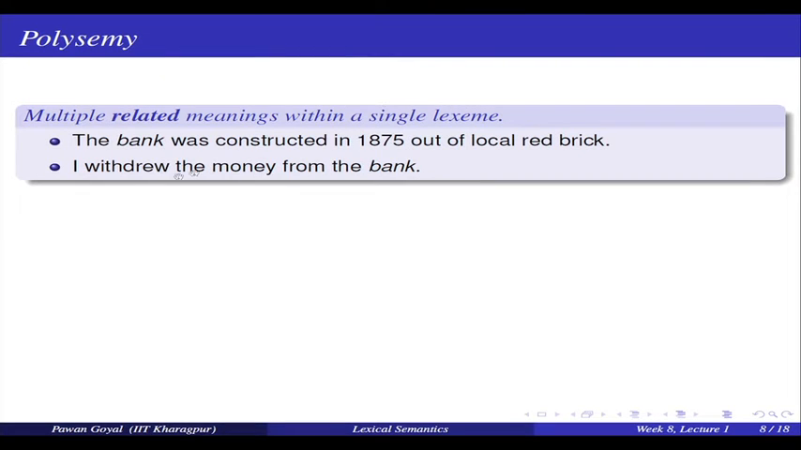So, what is the example? Let us focus on the word bank here in the two sentences. In the first sentence, we see the bank was constructed in 1875 out of local red brick, and the second one is the sentence, I withdrew the money from the bank. As such, if you look at these sentences, you will feel that the same word bank is being used for the same sense. But if you look closely, you find there is some slight difference between the meanings of the word bank. So, what is the difference here?